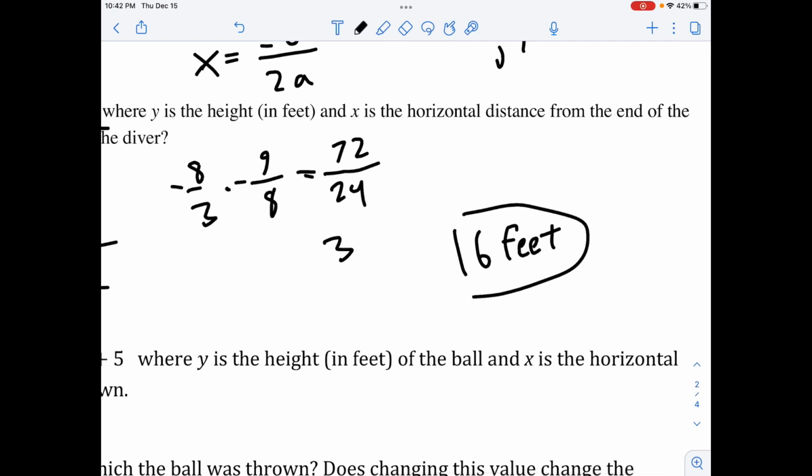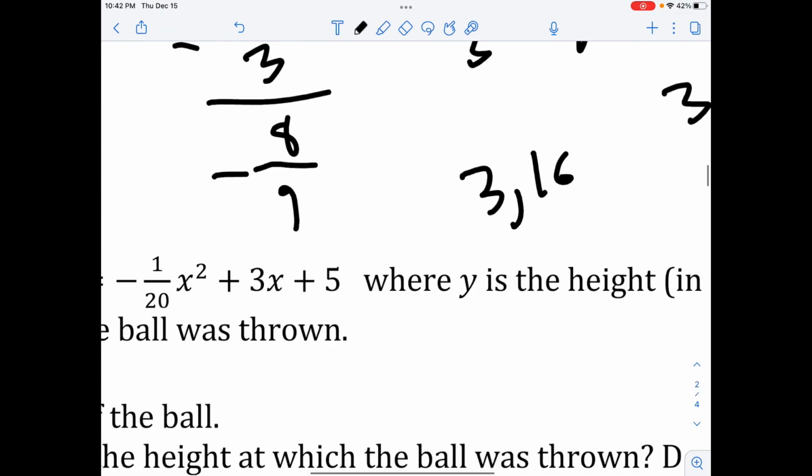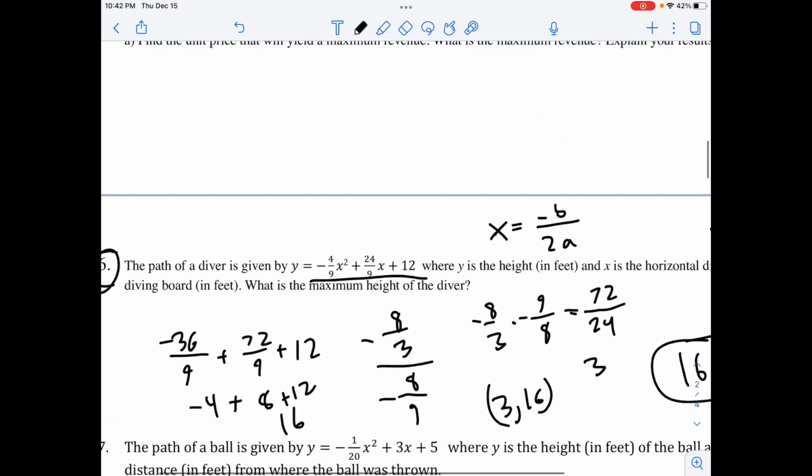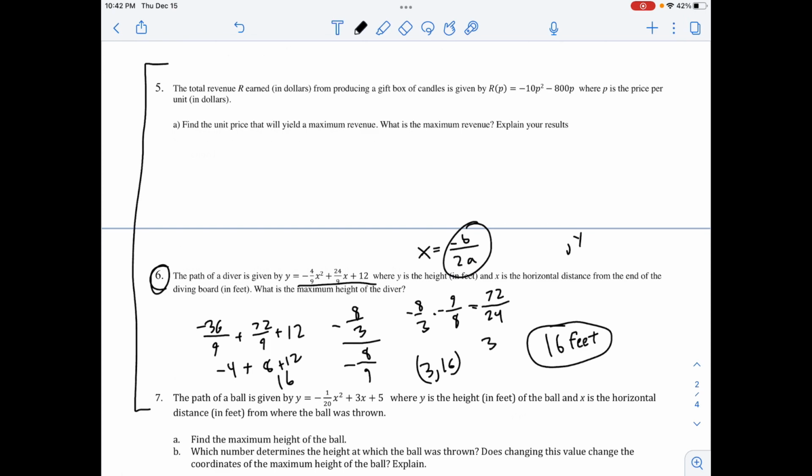And if you wanted the exact coordinates, you could go 3, 16, because we got our x earlier from this, and now we got our y. That's how you solve this problem.